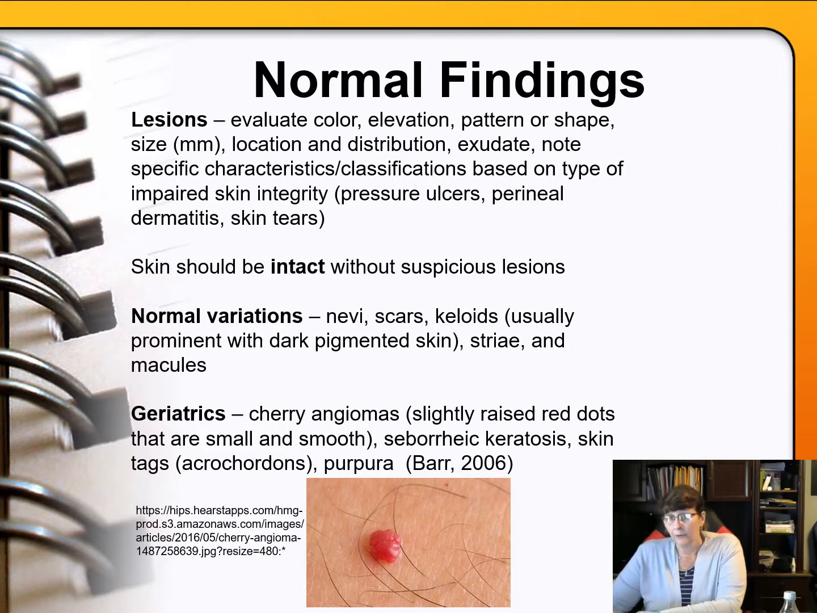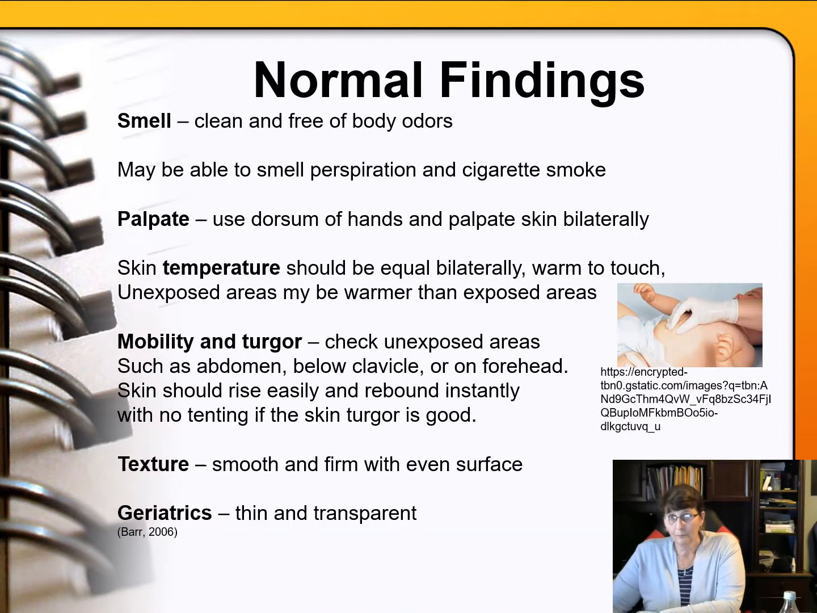Again, in geriatrics, we're looking for those cherry angiomas. They're normal, they're okay. They look kind of bad, but it's just like a red raised mole, slightly red, raised red dots, small and smooth. And then there's those seborrheic keratosis, or the liver spots, skin tags, and purpura, which is kind of the purplish spots.